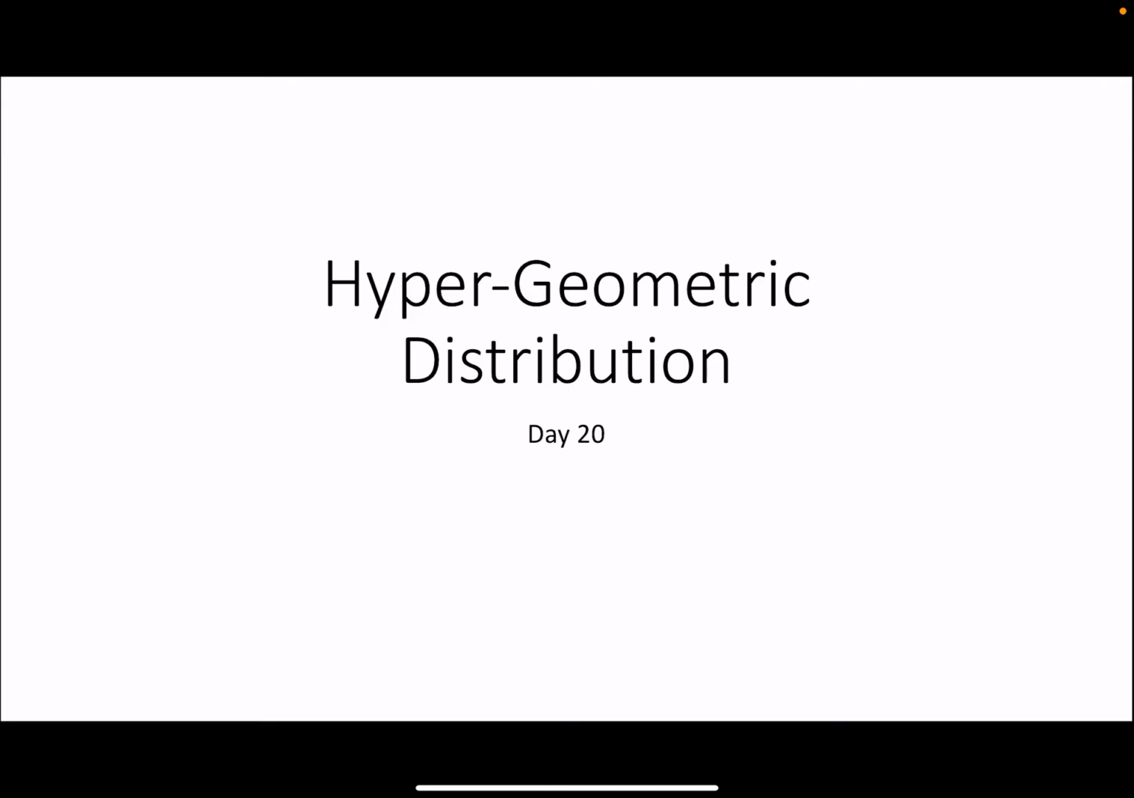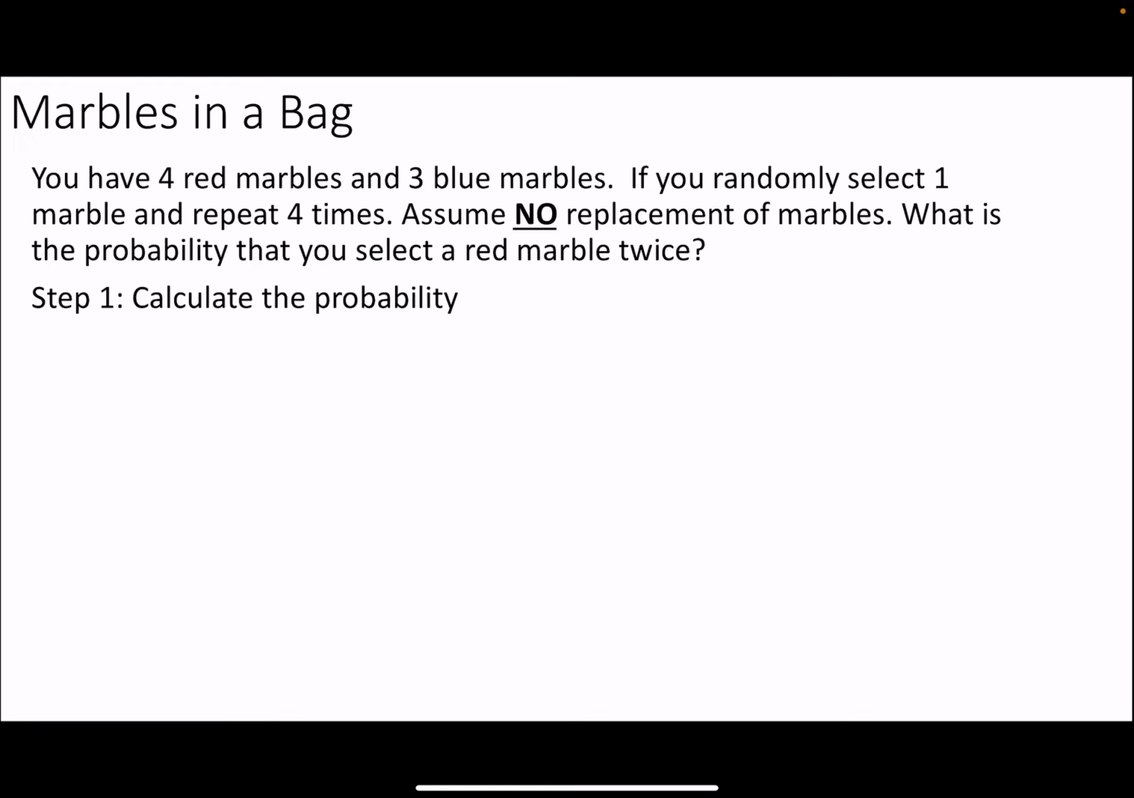So today we're looking at hypergeometric distribution, and don't let the name scare you. It's pretty straightforward. The best way to explain this is by starting with an example. Let's say we have 4 red marbles and 3 blue marbles.